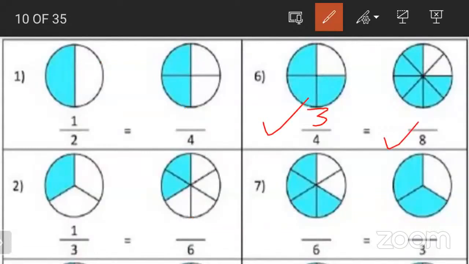8 upon 2 or 3. What should we have right here as a numerator? 6 upon 8. Yes, correct. 6 upon 8. Okay. So look at here. The color portion of this figure and the color portion of this figure, is it equal or different? Yes. So this is also an example of equivalent fraction.